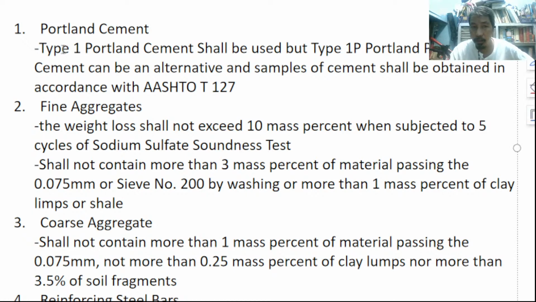So how many types of cement actually? Let's just go back. There are 5 types of Portland cement classified in the code. Again, let's go back to fine aggregates. Weight loss shall not exceed 10% when subjected to 5 cycles of sodium sulfate soundness test. 5 cycles. Loss must not exceed 10%. It shall not contain more than 3 mass percent of material passing 0.075 mm or sieve 200.